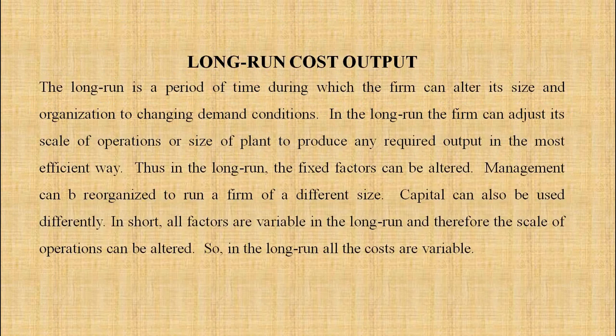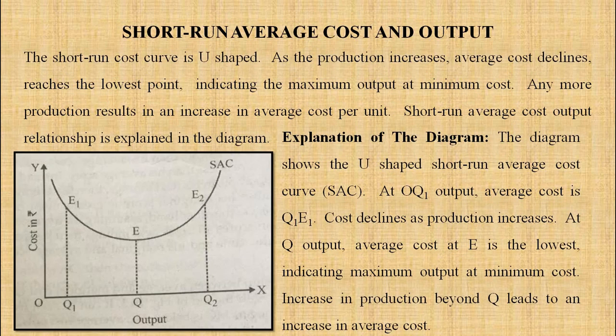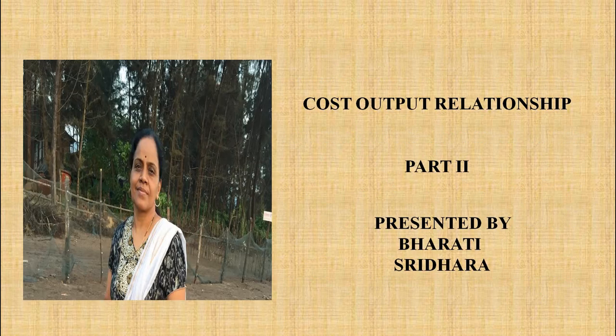Okay. Short run we have discussed, long run we have discussed. So this question can be explained as short run average cost and output and long run average cost and output. So you have to give the diagram for both and explanation of the entire diagram.